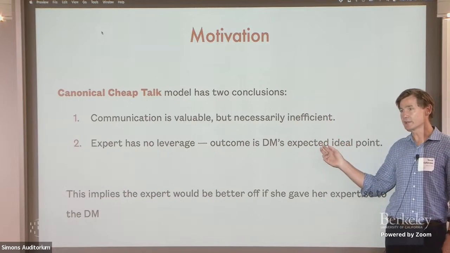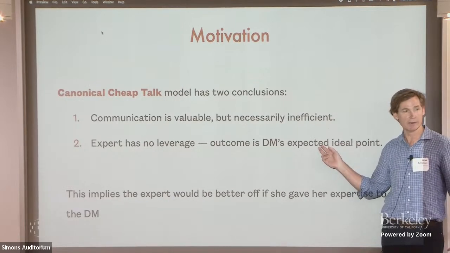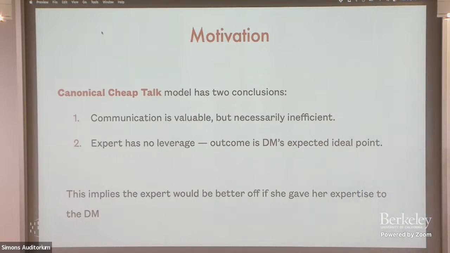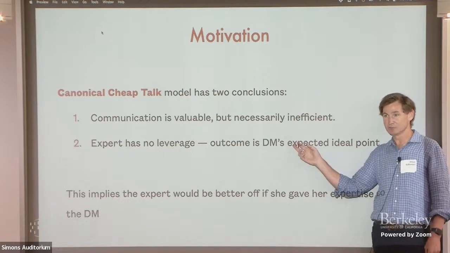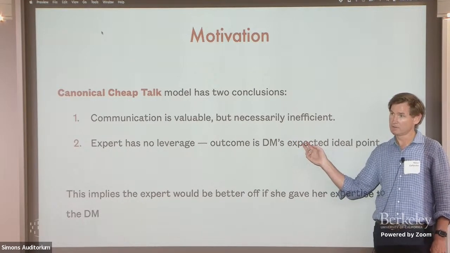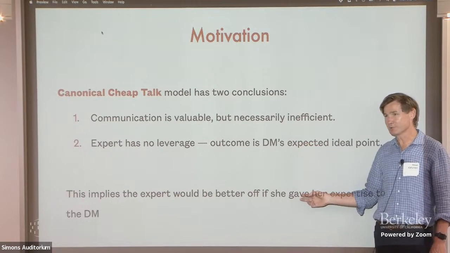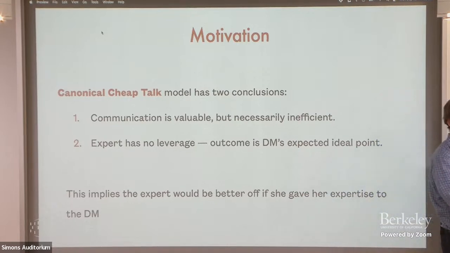And the other striking feature that comes out of these models is that the expert herself has no leverage, has no power. The expected outcome in the canonical Crawford-Sobel model is noisy because it's inefficient, but it's noise around the decision maker's ideal outcome. So the expert has no leverage. In fact, this implies that if the expert could give the decision maker her expertise at the start of the game, she would, and they'd both be better off.